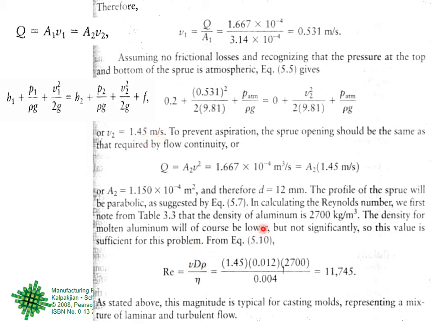Diameter, whatever you found, 12, right? So it is 0.012 in meter, right? Density is 2700, right? And eta is 0.004. And all is in MKS, remember, meter, kilogram, second.